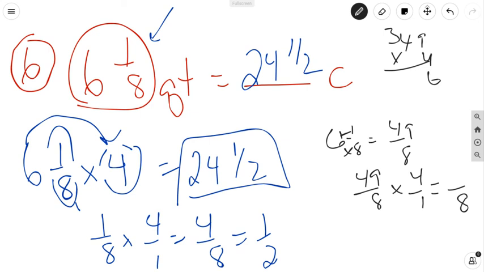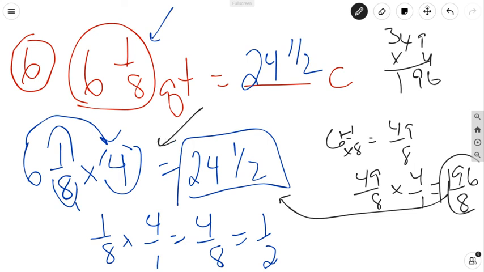Because 4 times 9 is 36, 4 times 4 is 16, plus 3 is 196. So you're going to have to then do 196 divided by 8. If you do 196 divided by 8, you're going to get 24 4/8, which is equal to 24 1/2. If you wanted to do this, you could. You just need to eventually convert it over to 24 1/2. Both ways are fine. This was the quicker way.